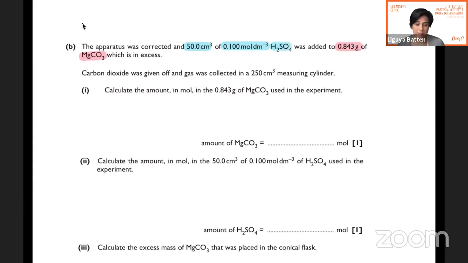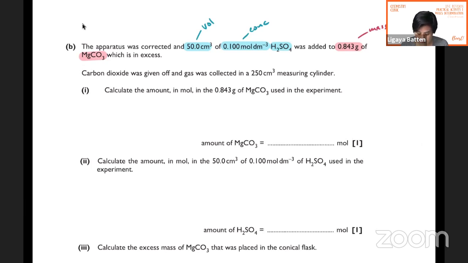I definitely recommend highlighting your exam papers, all the information that you're given, because it can be easy, especially in a long question, to forget the information that you were given, especially if the question goes over multiple pages. So as we can see here, we've been given a volume and a concentration, so we can use the solution moles equation for this one, and over here we have a mass, so we'll need to use the mass moles equation for this one.